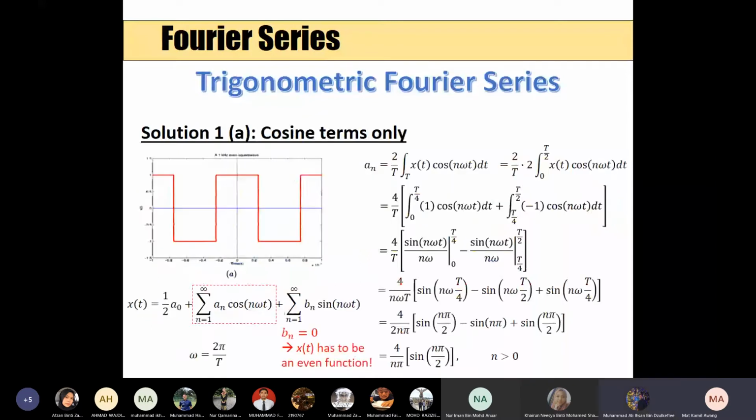Okay, this is for cosine terms only. Remember, if you want to have cosine terms only, therefore the sine terms, the Bn, must be equal to 0. So how to do that? It has to be an even function. So this is the shape of the signal. It's centered at time equal to 0, and from here, you will only have a cosine function.